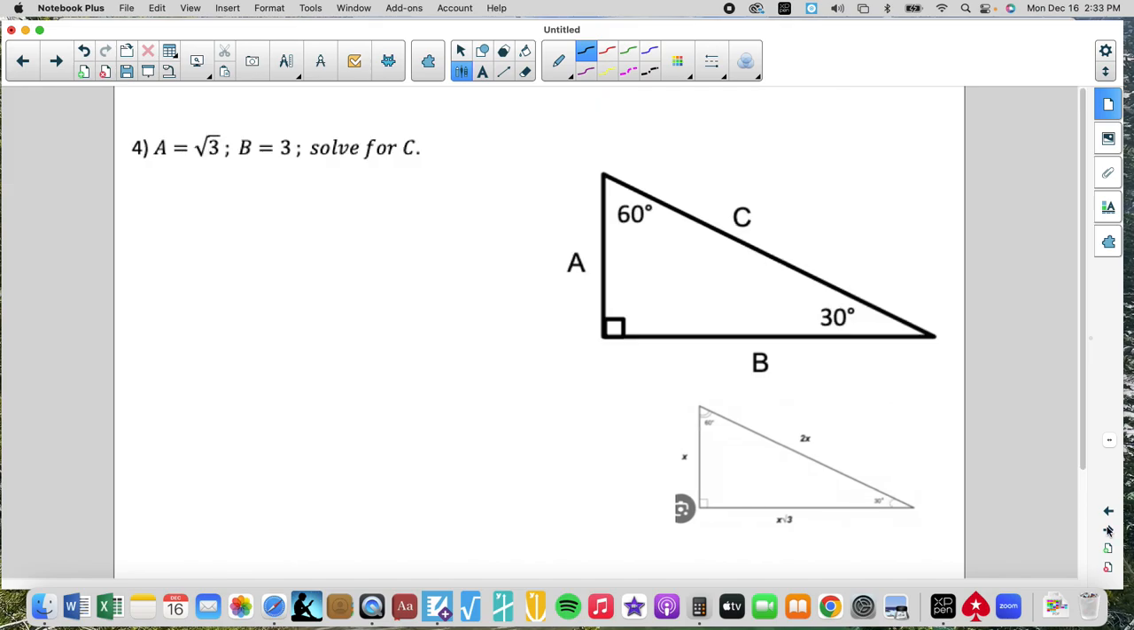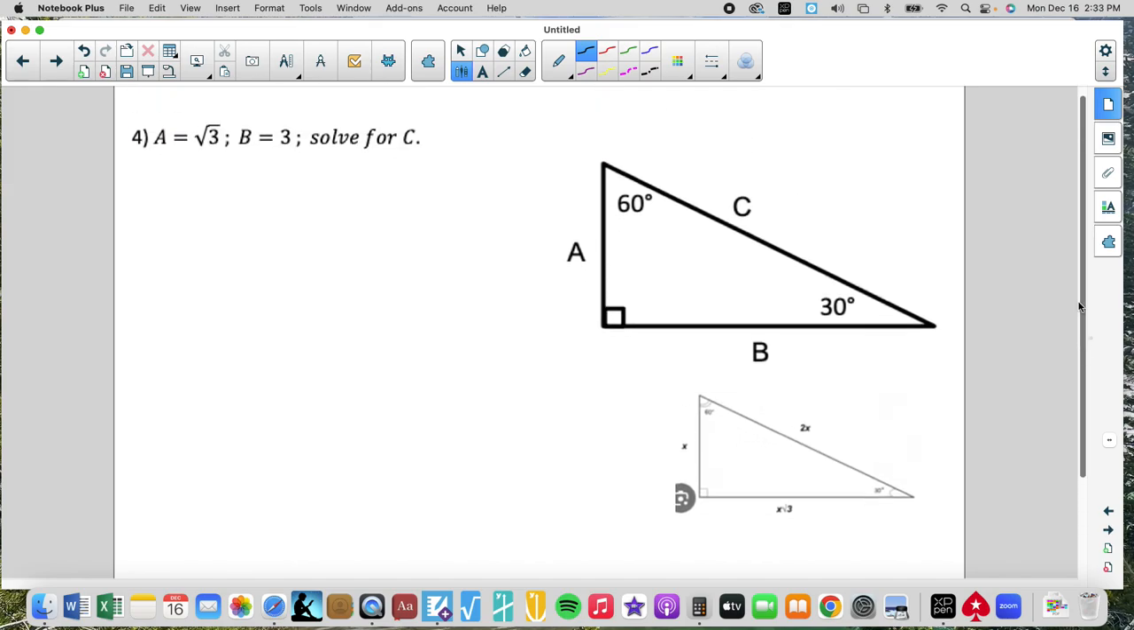Nice and fun. A is going to equal rad 3. B is going to equal 3, which is true because this would be rad 3 times rad 3. And C is going to be 2 rad 3 because we double my short leg. So rad 3 times 2 is 2 rad 3.